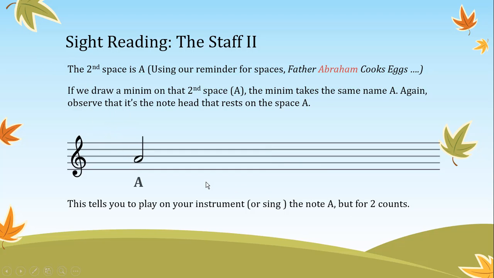Okay, we have moved the note around again, and this time it is on a space. If you remember the names of the spaces, it will go Father Abraham cooks eggs. So it goes again, Father Abraham. This note is on that space that is labeled as Abraham. In other words, the name of this note is A. Okay, so what this tells you is that you have to go to your instrument and play the note A, but you play it for only 2 counts.